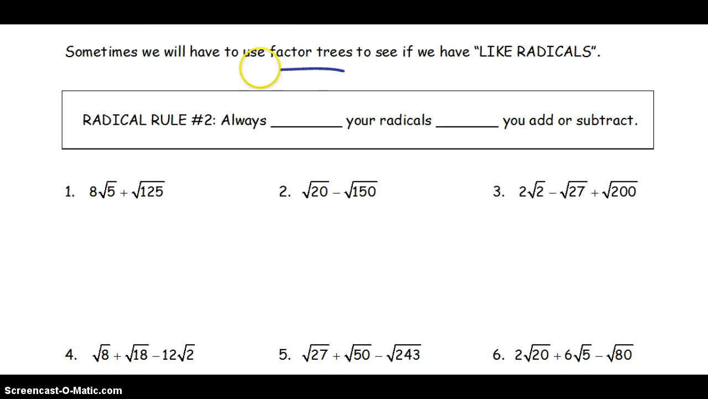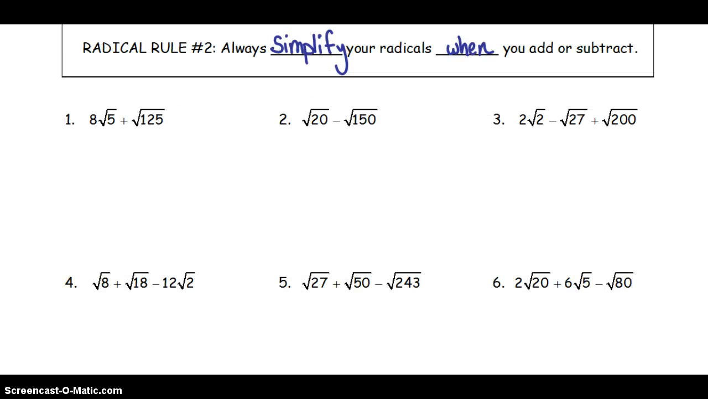Sometimes we will have to use factor trees to see if we have like radicals. Always simplify your radicals when you add or subtract. So you're going to have to make sure it's completely broken down. Sometimes it will, sometimes it won't. 8 root 5, there's not much that can be done here.